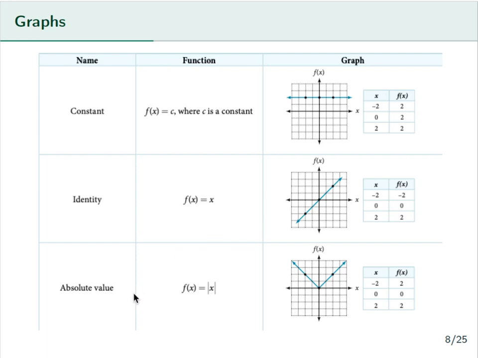Absolute value is f of x equals the absolute value of x. Again, whatever the input is, we get its absolute value. So when the input is -2, we get 2; 0, 0; 2, and 2. And we have this V shape. So you can think of it as similar to the identity function, but the negative output quantities become positive quantities.